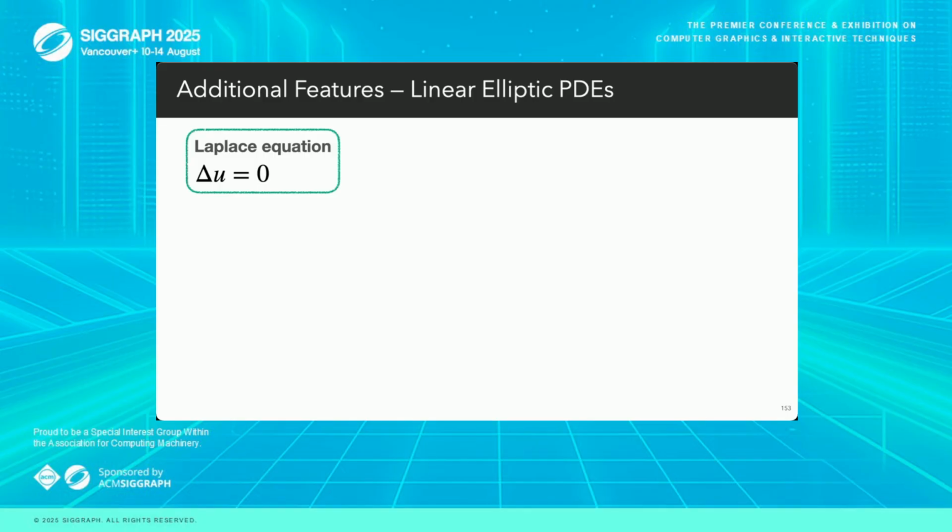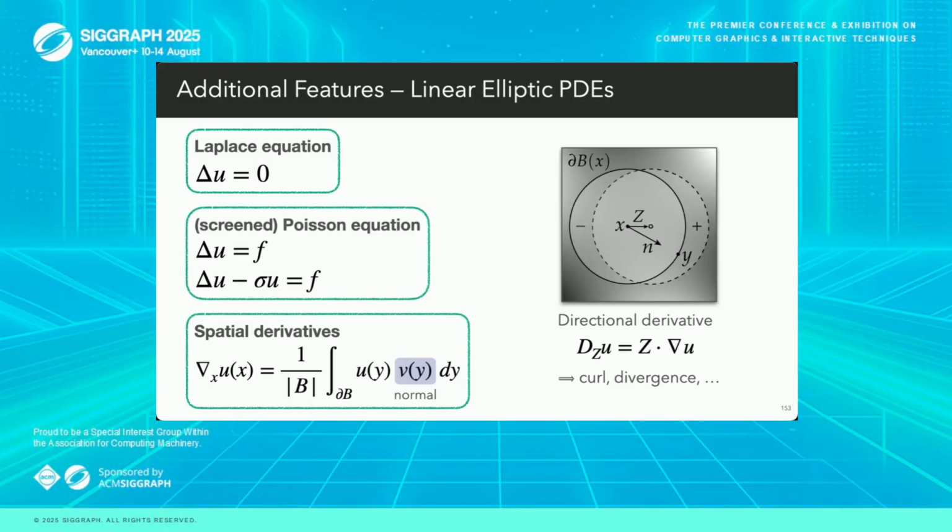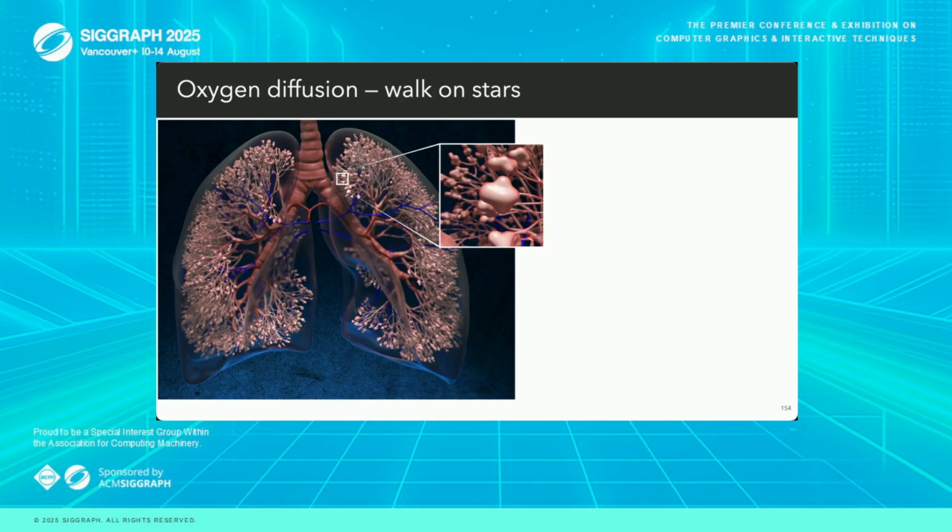So finally, walk-on stars immediately extends to Poisson equations, and we can also estimate spatial derivatives like the gradient. Finally, we also stress tested this solver on a number of models with really complex geometry, just to show that the scalability actually holds up with these new queries that we add and the slight change to the algorithm.